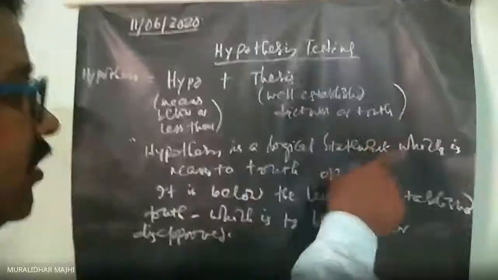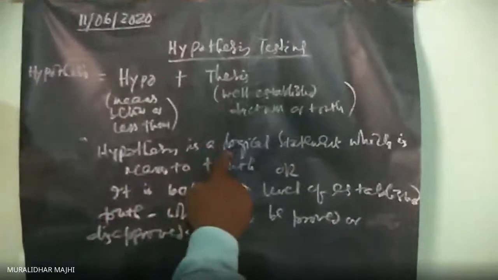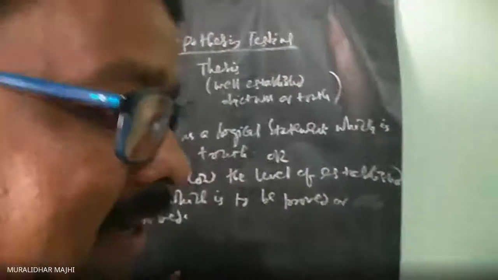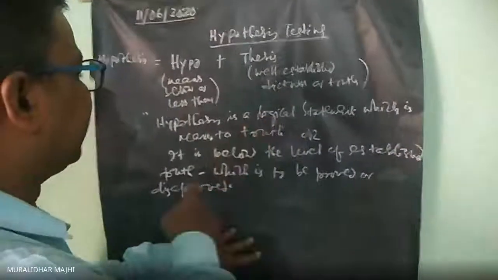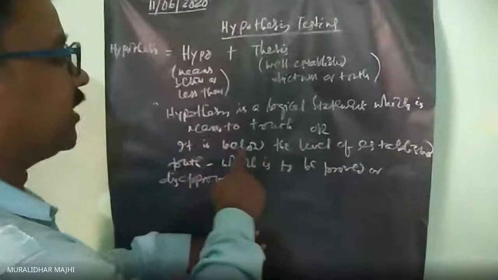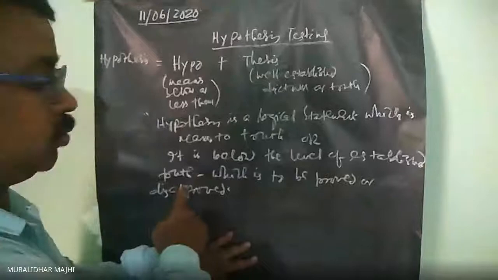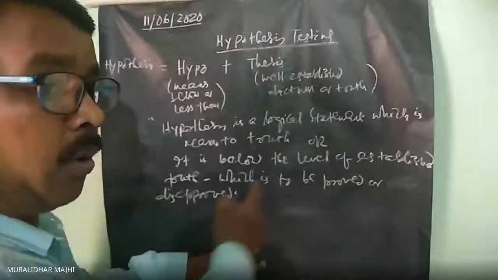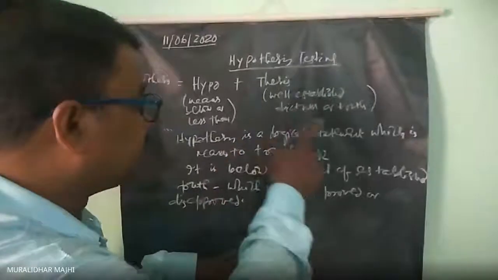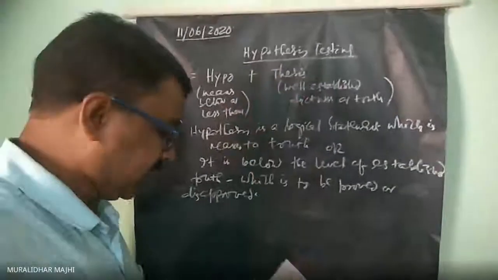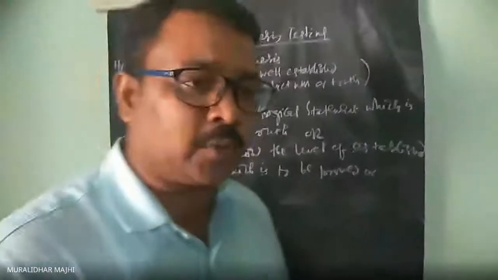You see the structure of this particular line. Hypothesis is a logical statement nearer to truth. Nearer to truth means which is not absolutely true. It is to be tested. It is to be found out whether it is truth or not. In other words, hypothesis means it is below the level of established truth, which is to be proved or disproved. This is the exact meaning of hypothesis. Got the point, dear student?